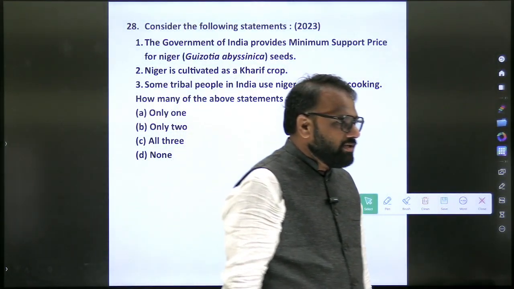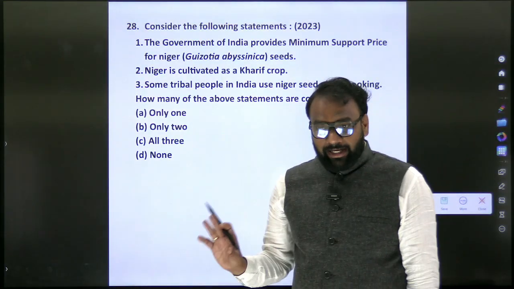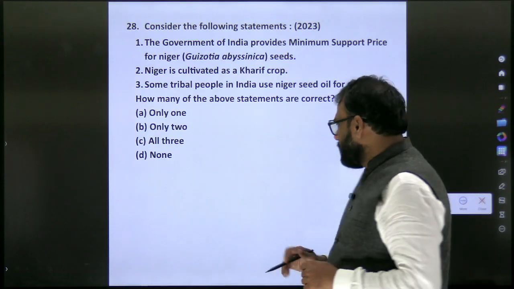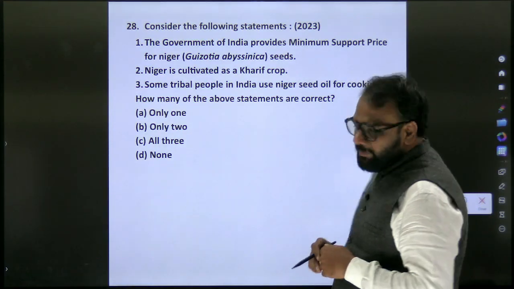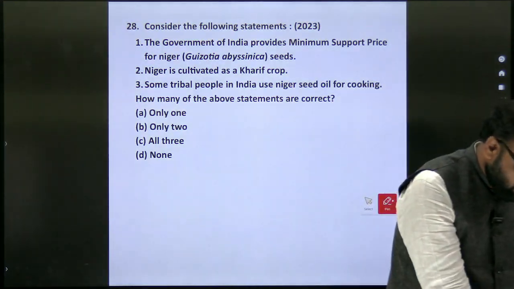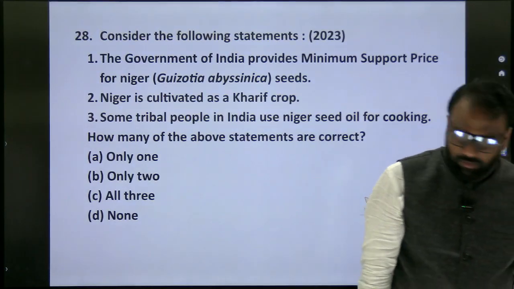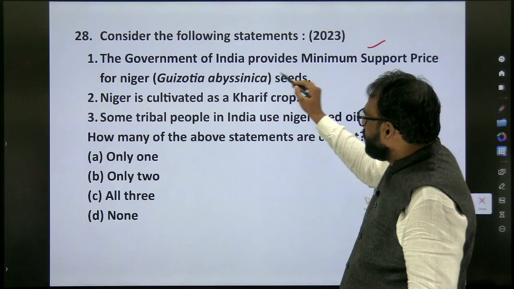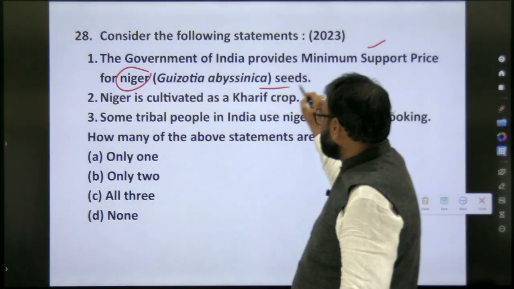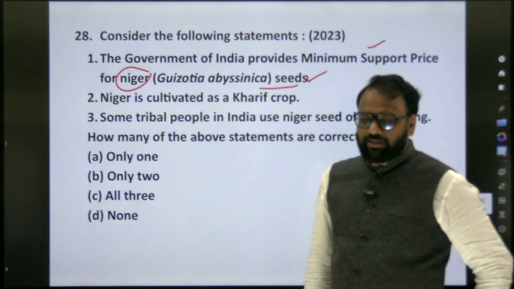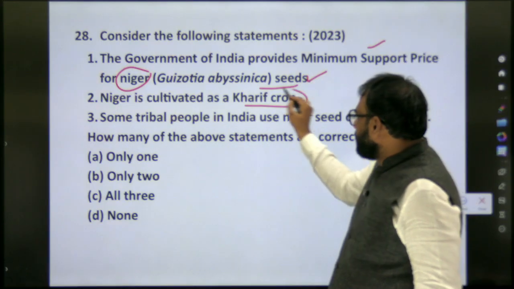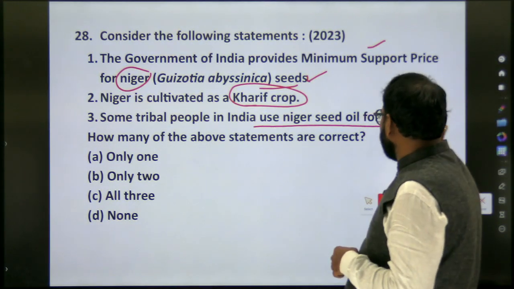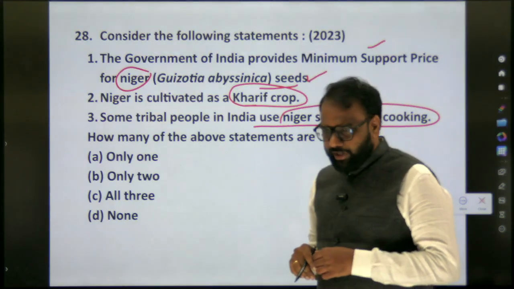So next, this question can be mapped to both agriculture as well as, to some extent, economics. Now consider the following statements. The government of India provides minimum support price for Niger seeds. Niger is cultivated as a kharif crop. Some tribal people in India use Niger seed oil for cooking.